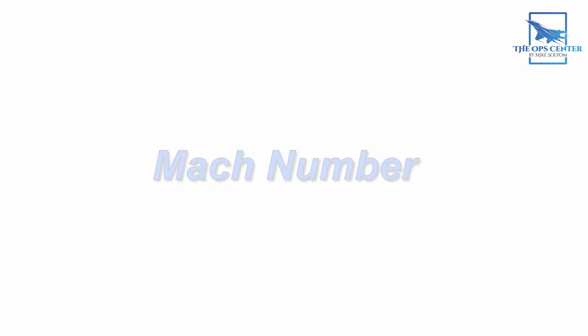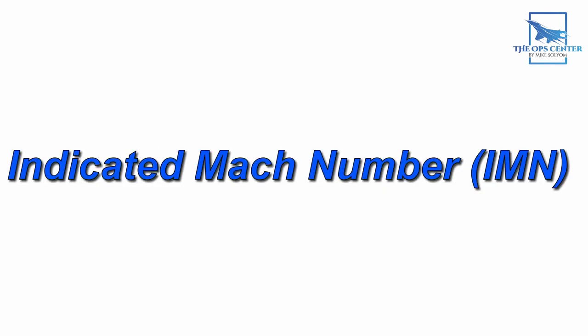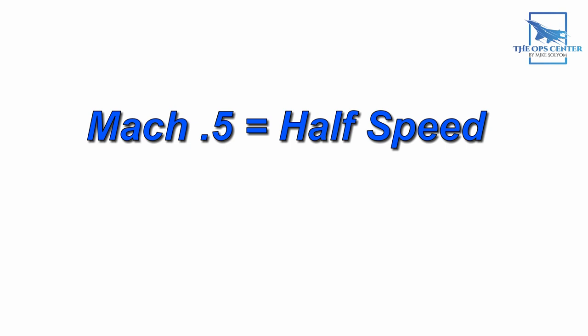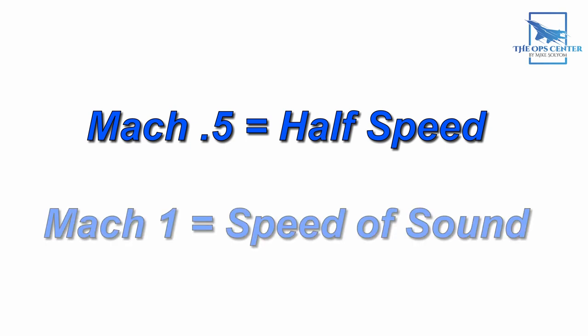Mach number is sometimes spelled out as IMN for indicated Mach number, and unlike the other airspeeds we've covered, this one is not given in knots. It's given as a ratio of speed of sound. So if an aircraft is moving at Mach 0.5, it's going at half the speed of sound, and Mach 1 would be exactly at the speed of sound. More importantly, this number is about the local speed of sound, which means how fast sound travels at the conditions present around the aircraft. This local speed of sound changes with temperature, which varies with altitude.